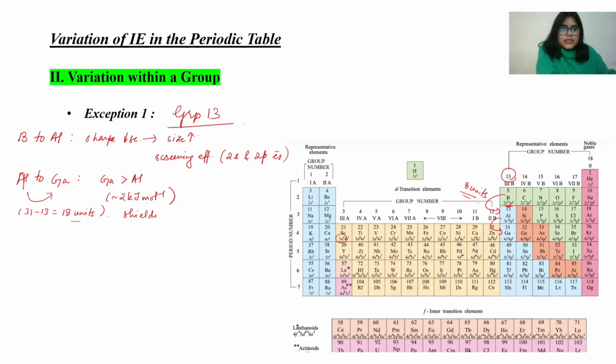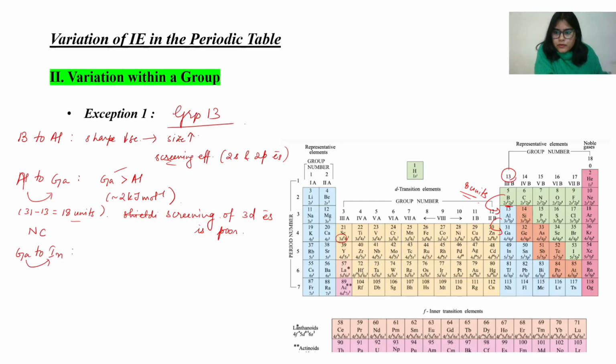Screening of 3d electrons is poor. So what happens is the nuclear charge outweighs the increase in size and screening effect, and therefore gallium will have slightly more ionization enthalpy than aluminium. Next, let's move on from gallium to indium. Here it is the same, not much variation.